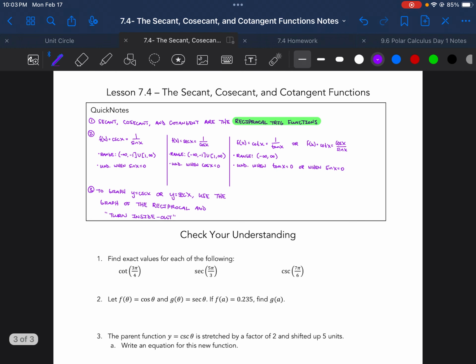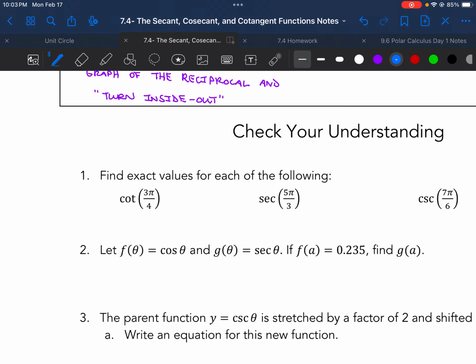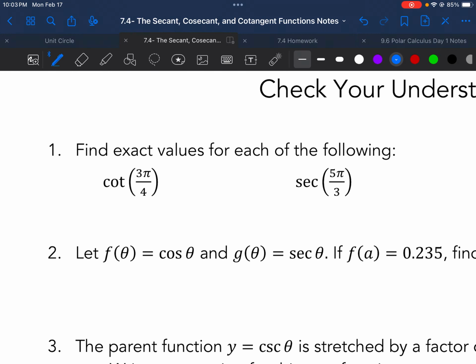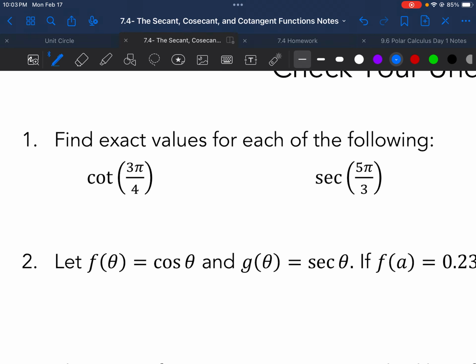Let's try some check your understanding problems together, and then I might look at one or two of the homework problems just to kind of demonstrate what I mean by turn the graph inside out. All right, number 1, find exact values for each of the following. So cotangent 3 pi over 4.